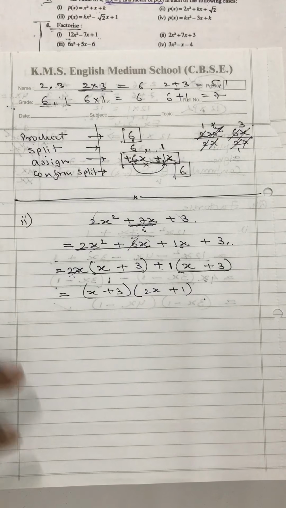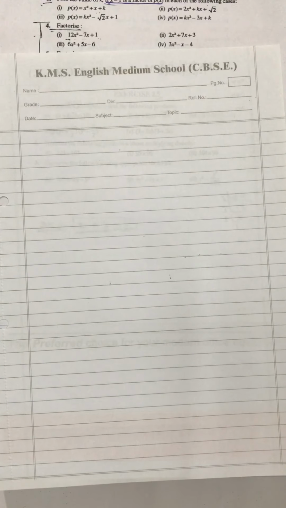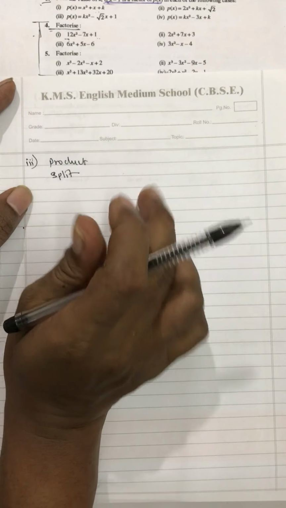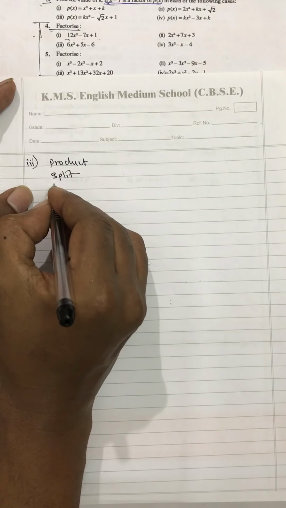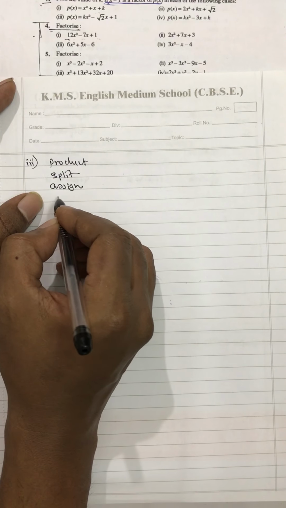Okay, my dear students, I hope you all are getting it. Now you all solve this third question. Pause the video and solve the third question. Maybe you are able to do that. Once you have finished, you can resume the video. Of course, remember, you have to find the product. You have to find the split: two numbers which multiply to become the product, and add or subtract to become the middle term. And then you have to assign signs. And then you have to confirm.